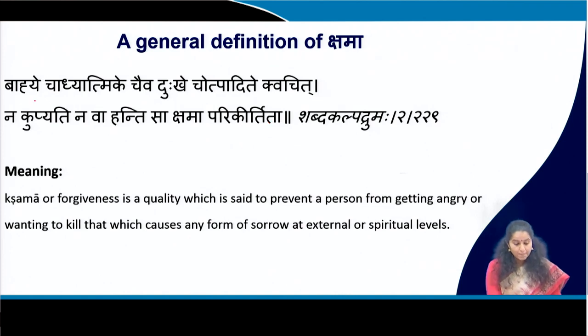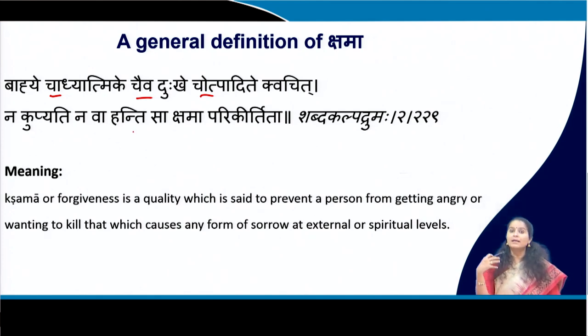Tari atra kshama bahye. So externally or cha adhyatmike, or even in the spiritual realm. Chaiva cha eva. So bahye cha adhyatmike. Atra there is a sandhi. Cha eva sandhi asti. Dukkhe, in sorrow. Cha utpadite. So when there is a sorrow that has been created, kvachit, somewhere, na kupyati, doesn't get deranged, doesn't get angry and therefore unstable.